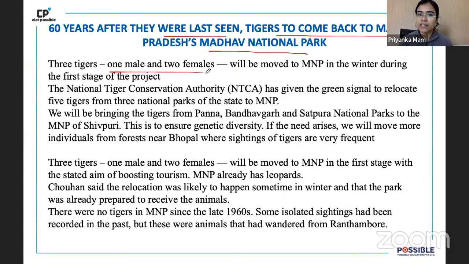3 tigers, 1 male and 2 females will be moved to the Madhav National Park in the winters, right? National Tiger Conservation Authority has given a green signal for the same. They will be bringing tigers from Patna, Bandhavgarh and Satpura national parks to the Madhav National Park of Shivpuri, right? And 3 tigers के बारे में हमने बात कर ली. इनके पास already leopards हैं, लेकिन tigers इनके खत्म हो गए थे. There are no tigers in MNP since the late 1960s. There were some isolated sightings, but those tigers used to wander from the Ranthambore Park. It is not from the Madhav National Park.